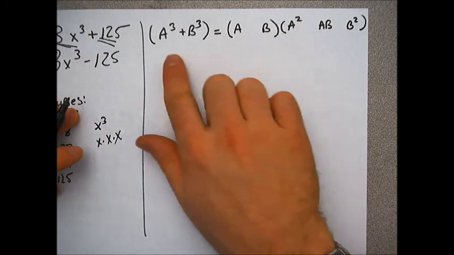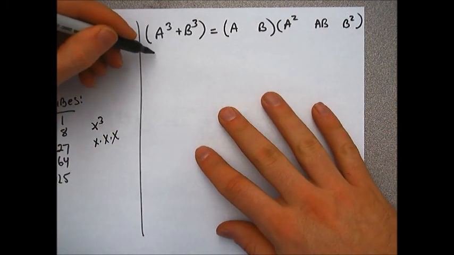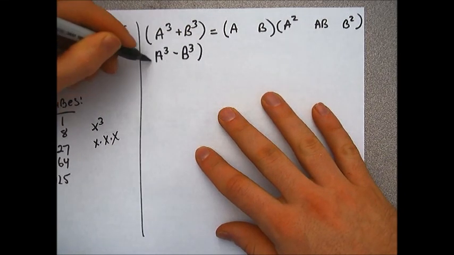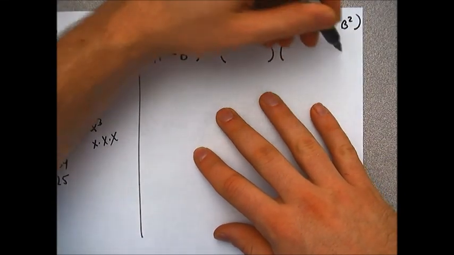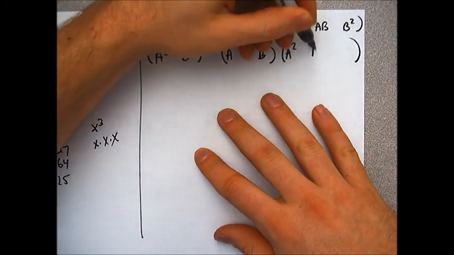So I'll give you a second here to look. A to the 3rd and b to the 3rd. Now this is going to be the same exact thing if we did the difference, only we're going to change the symbols. So you're going to get the same exact thing, which makes it nice. You only have to memorize it once.